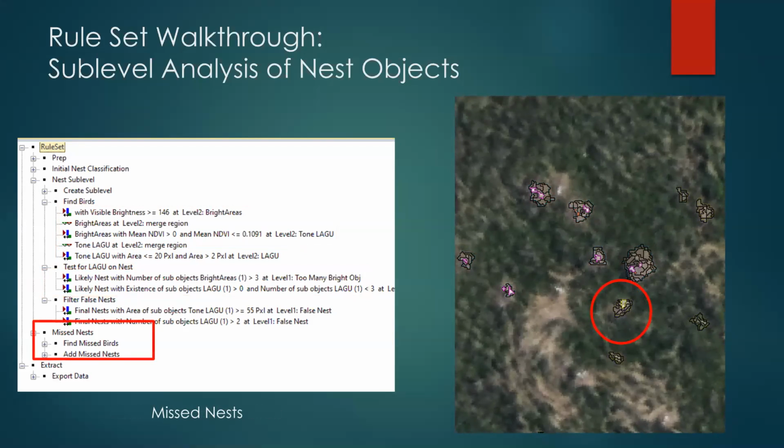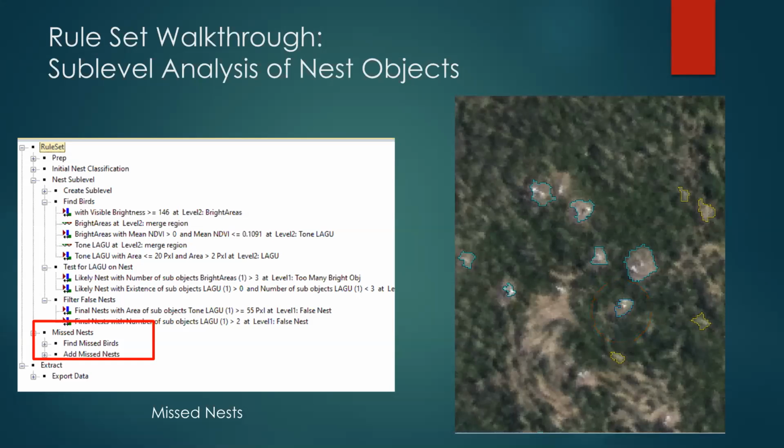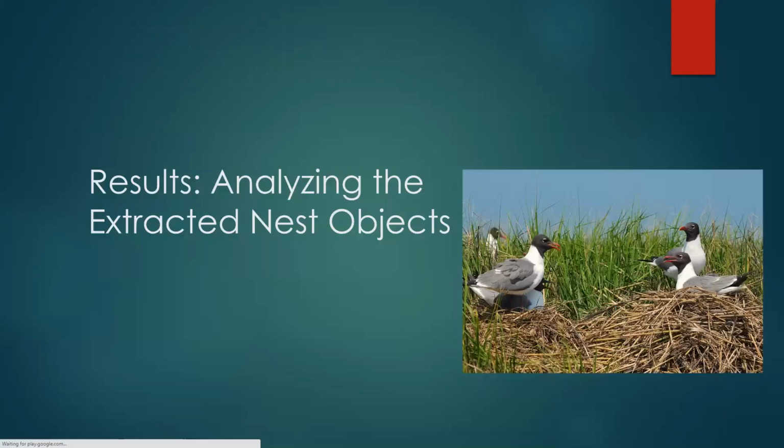It checks to see if there are any potential missed nests just outside of the threshold we were looking for, laughing gulls, identifies that as a missed nest, and then checks to see if it is within 120 pixels of a successfully extracted nest object. And because laughing gulls nest in clusters, we can then use this to add it to the feature class. And now we have our final feature class of nests.